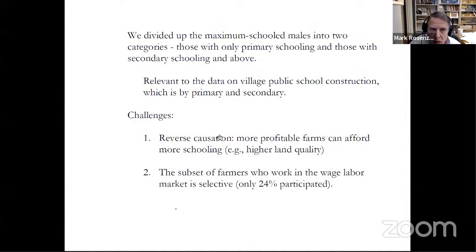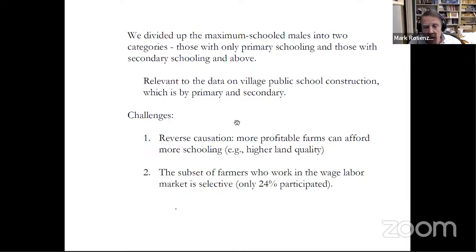Okay. So we divided up the schooling into primary schooling and secondary schooling and above. And that's going to correspond to what we have for public school construction, which is primary and secondary as well. So I talked about the challenge of reverse causation, but there's also a challenge that there's selectivity of who works in the wage labor market. We're going to be looking at the same people.